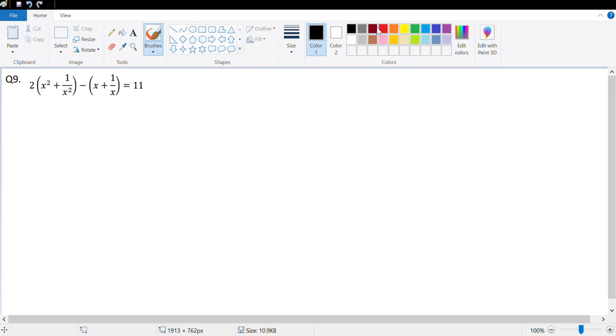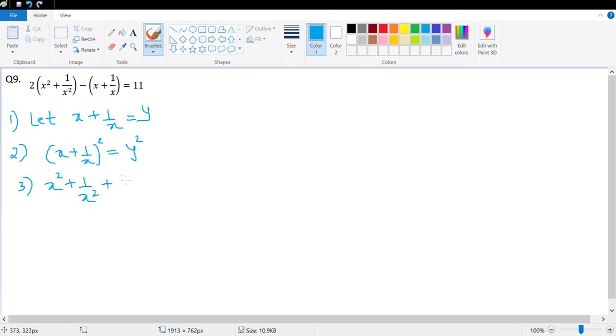The next homework question was question number 9. It says 2 times x squared plus 1 upon x squared minus x plus 1 upon x is equal to 11. So again, this is not in the form of a quadratic yet. So let x plus 1 upon x is equal to y. If we square both sides, what we have is x plus 1 upon x the whole square is equal to y squared. This gives me x squared plus 1 upon x squared plus 2 is equal to y squared, which means x squared plus 1 upon x squared is equal to y squared minus 2.